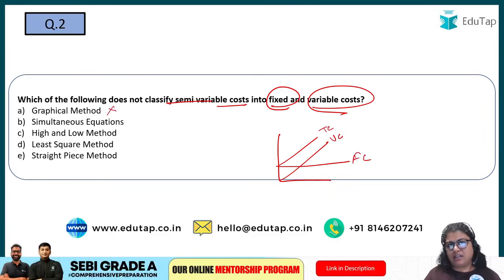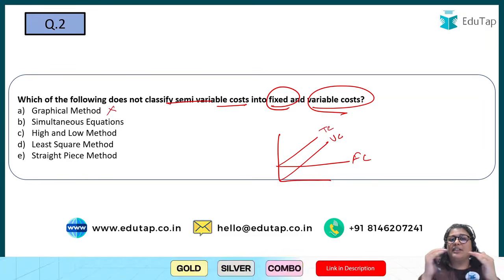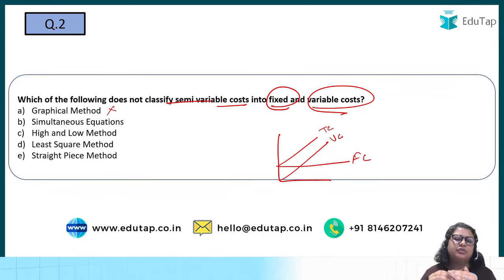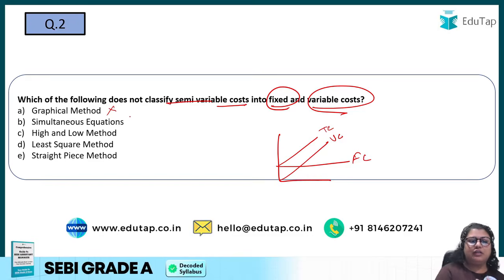Then the simultaneous equations. So if you remember in maths, what is simultaneous equation? When you solve two equations side by side. So in that case basically you can have two variables, a and b. So in this case fixed cost and variable cost can be two variables, and we can find them out through the simultaneous equation. So hence this is also incorrect.